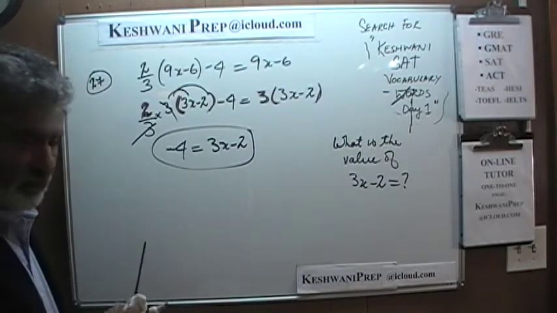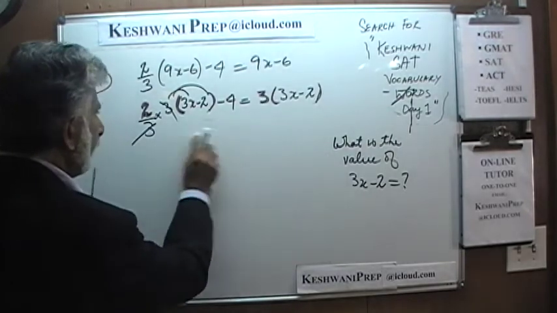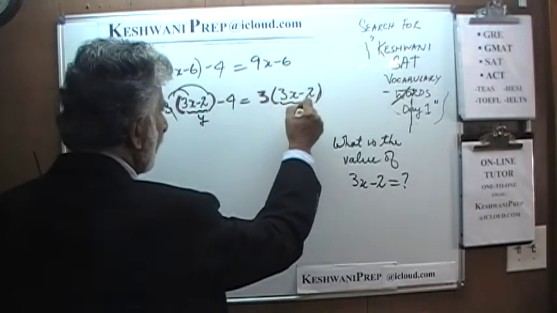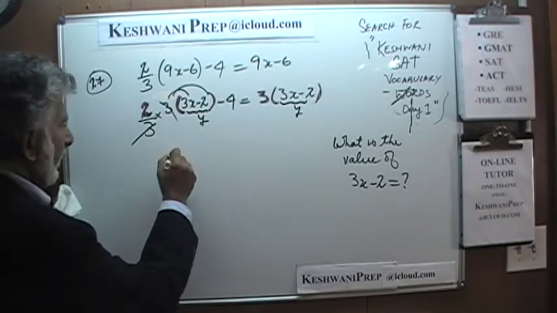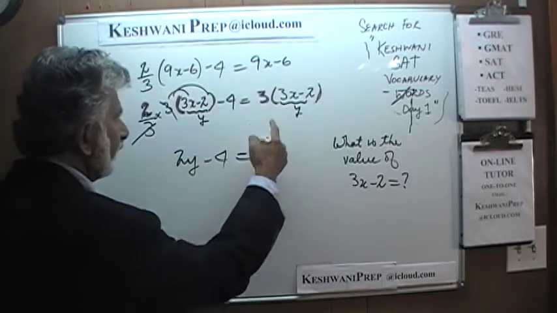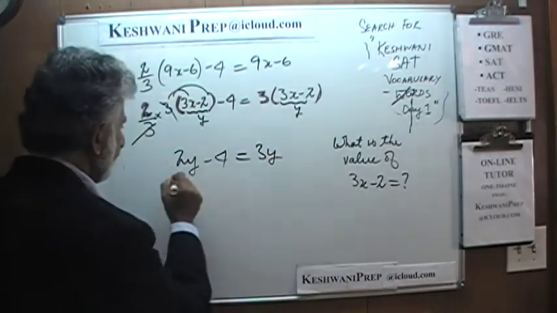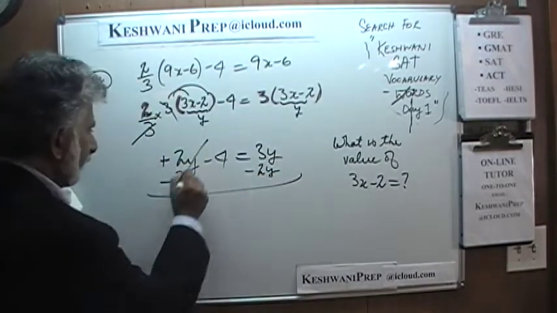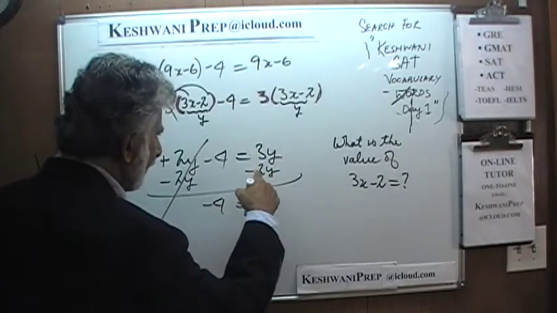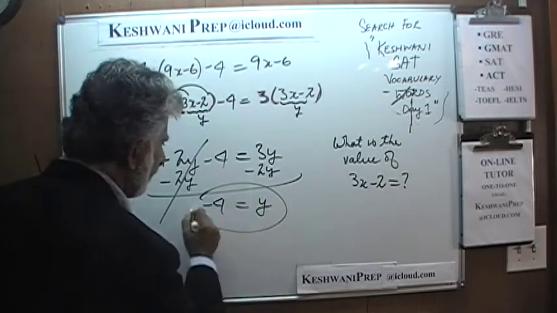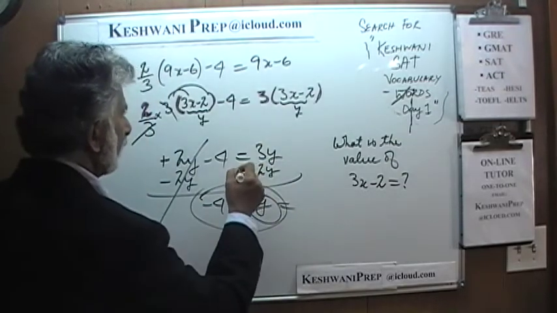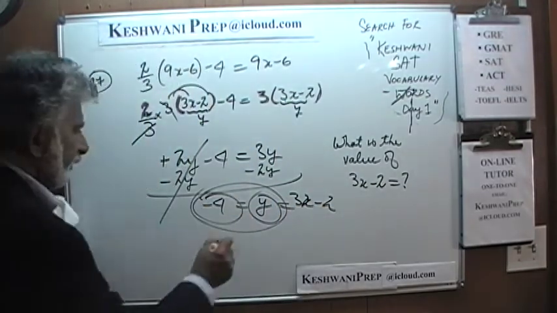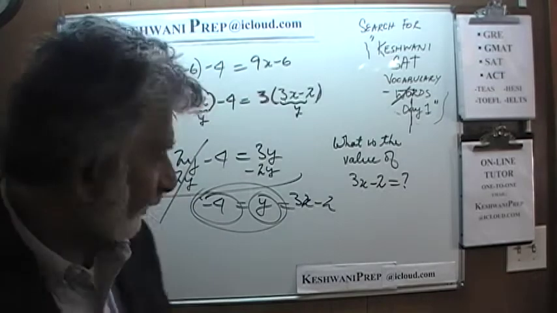Voila. Did you understand it? And if you had trouble following it, I'm going to redo it. What I want you to do is think of this as a different variable. Think of this as a y and think of this as a y. So we have 2 times y minus 4 equals 3 times y. Subtract this quantity from both sides. It's going to drop out, and negative 4 equals 3y minus 2y, which is just y. And our y is 3x minus 2. The answer is negative 4. And that's answer choice A.